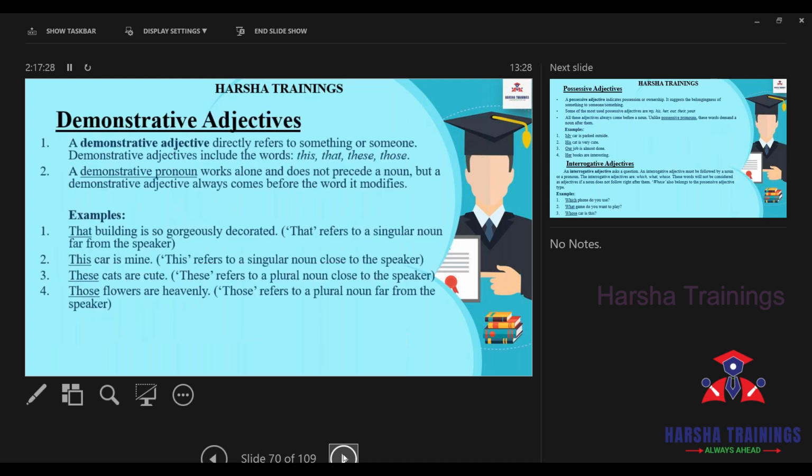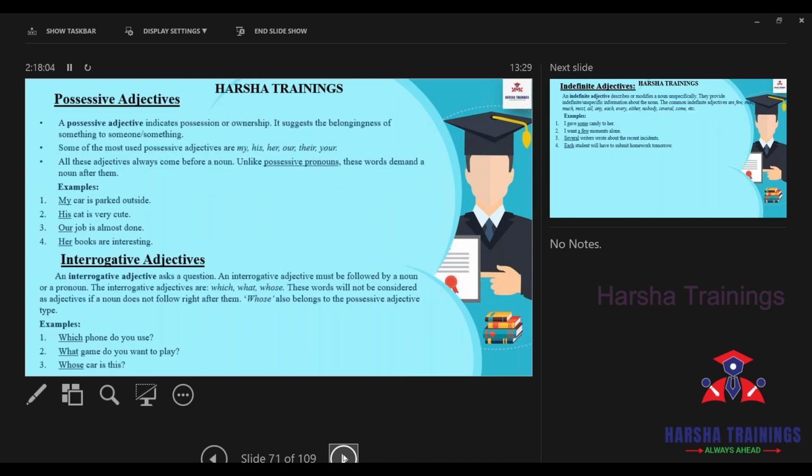Demonstrative adjectives directly refer to something: this, that, those. That building is so gorgeously decorated. We know what gorgeous is, beautiful, right? So that becomes the demonstrative adjective here. Similarly, these cats are cute. What cats? These cats are cute. So these is the demonstrative adjective. Even if you don't remember what type of adjective it is, it is fine if we can just know if it is an adjective or not. What is the adjective there? That's enough. Okay. Next, possessive.